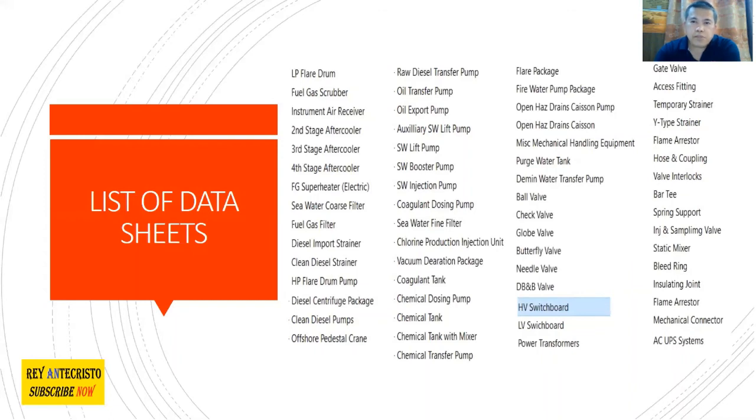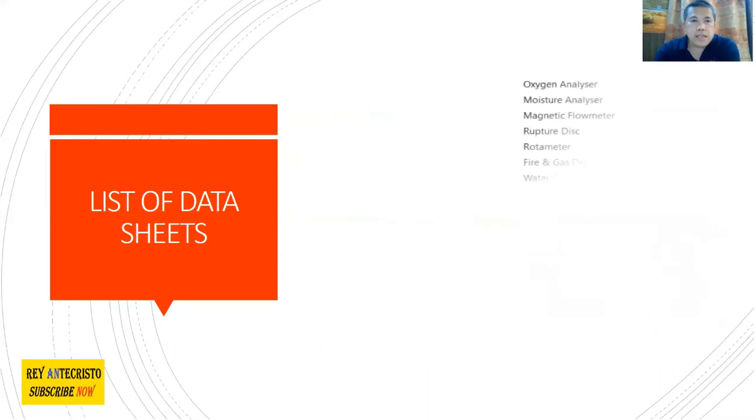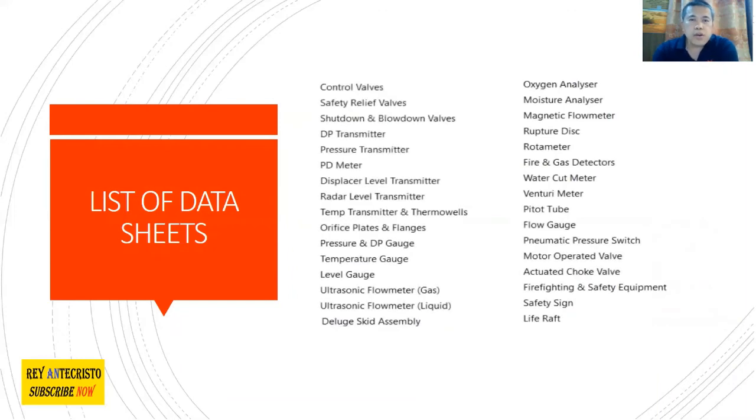We have ball valve, check valve, fire water pump, and DB valve. There's HV switchboard, LV switchboard, power transformer, and insulation joints, flame arrestor, AC UPS system. So that's for electrical, and also from the mechanical side for the valves and access fittings, etc. So this is all the example only. And next, we have control valves, DP transmitter, and temperature gauge.